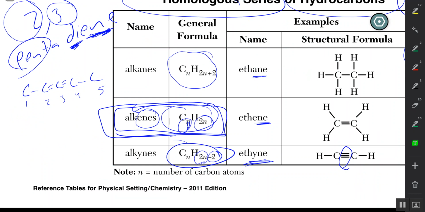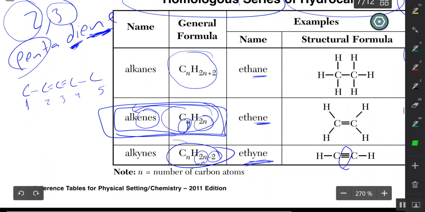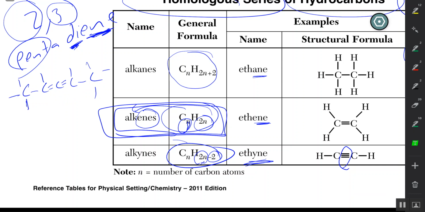So now just add the hydrogens. So here I'll have 1, 2, 3 hydrogens. This one needs one more. This one needs nothing. This one needs one more. This one needs 3 more. Okay, get rid of those numbers at the end. All right, so that's how you draw 2,3 pentadiene.